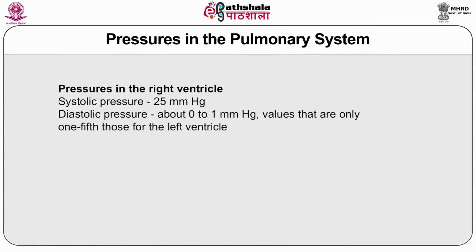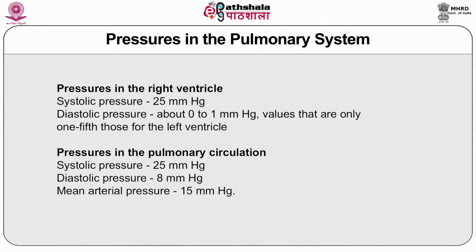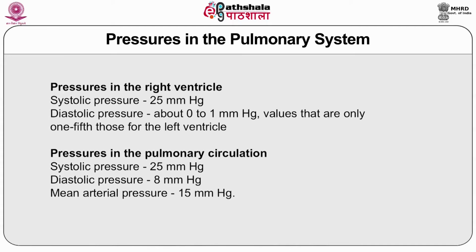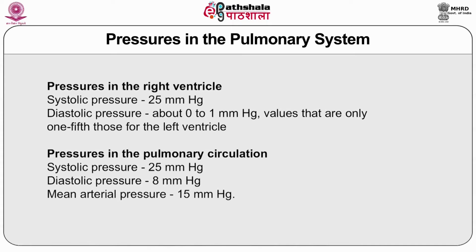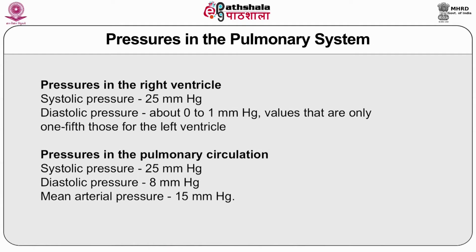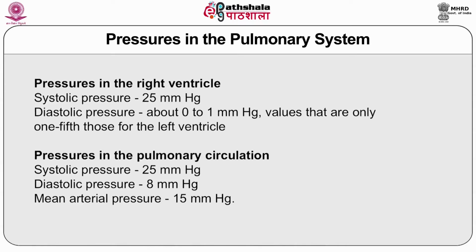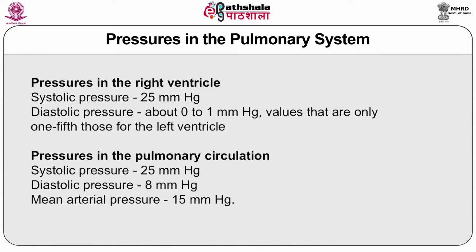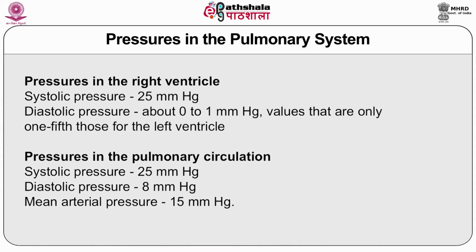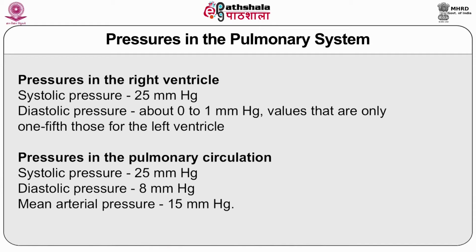Pressures in the right ventricle and the systemic vasculature are as follows. The right ventricular systolic pressure is about 25 millimeter of mercury, and the diastolic pressure averages about 0 to 1 millimeter of mercury, values that are only 1/5 of those of the left ventricle. Pressures in the pulmonary circulation are: the systolic pressure is only 25 millimeter of mercury, diastolic pressure is 8 millimeter of mercury, while mean arterial pressure is 15 millimeter of mercury.